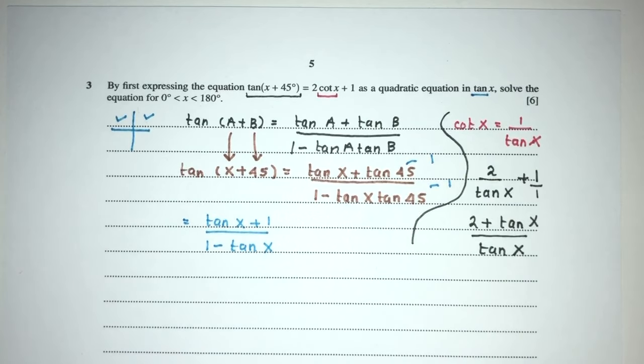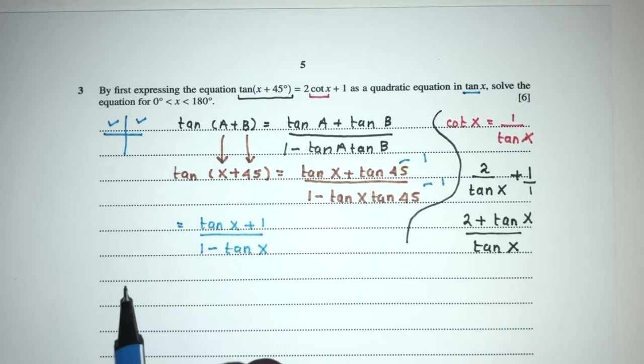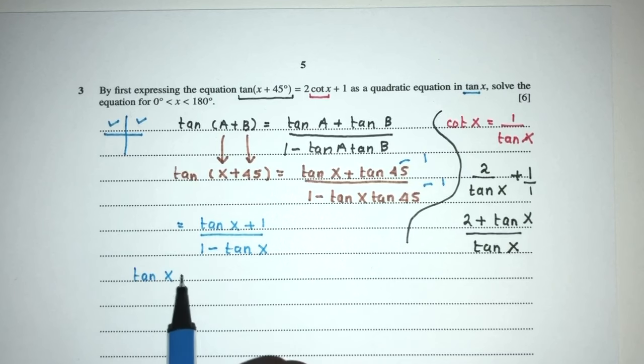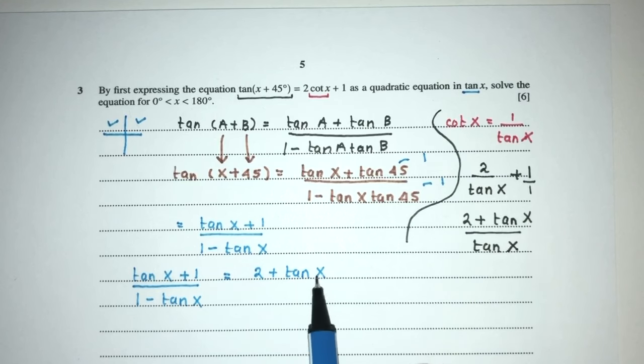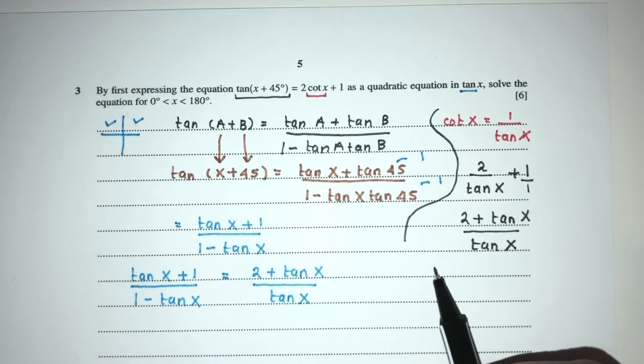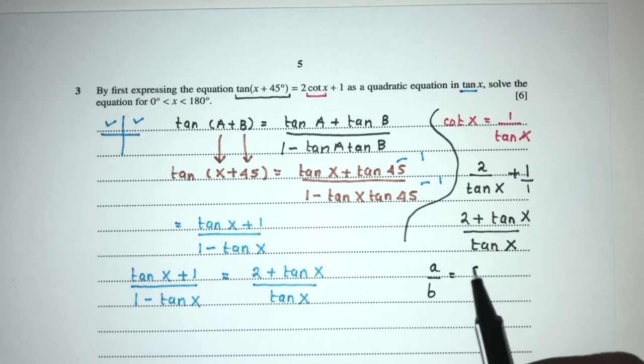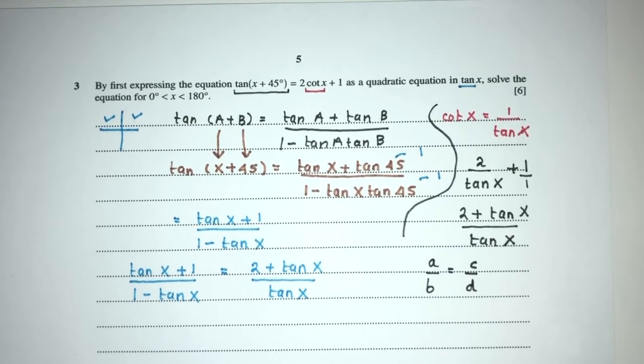Now we just have to replace back in the main equation. So let's see what we have now. On the left hand side we have tan x plus 1 over the value of 1 minus tan x, equal to the right hand side, which is 2 plus tan x over the value of tan x. Right, so now as always when we have something like A over B is equal to C over D, the first reflex is we can always try to cross multiply. So same thing here, let's try to cross multiply to see what happens.